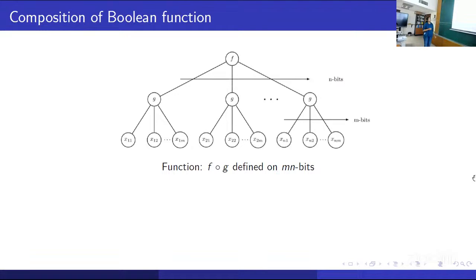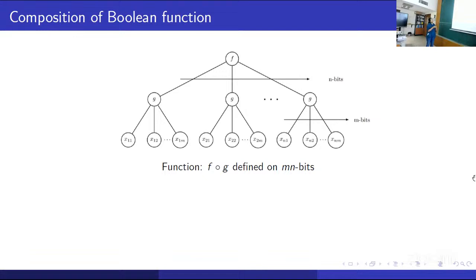So since we'll be talking about composition, let's define composition. The goal of composition is that you take two small functions, you combine them, and you create a larger function on a larger number of bits. It is one of the simplest ways to combine functions.